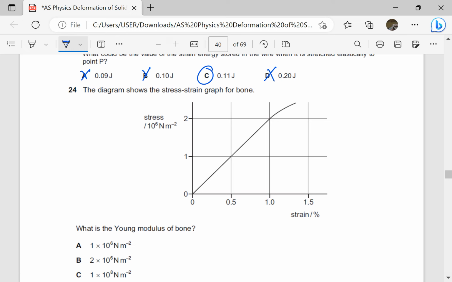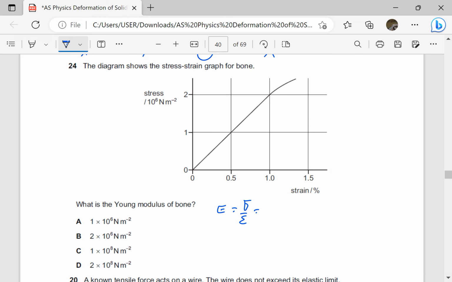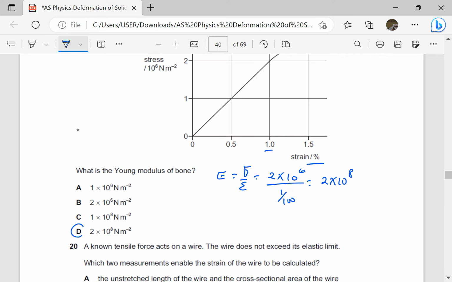The diagram shows the stress-strain graph for bone. What is the Young modulus of bone? So Young modulus is going to be stress divided by strain. So I'll just take up to 2. I'll just simply say 2 times 10 power 6 divided by the strain, which is given as a percentage. So this is going to be 1%, which is 1 over 100. So this is going to give us 2 times 10 power 8 because the 100 goes up. So our answer is going to be D.